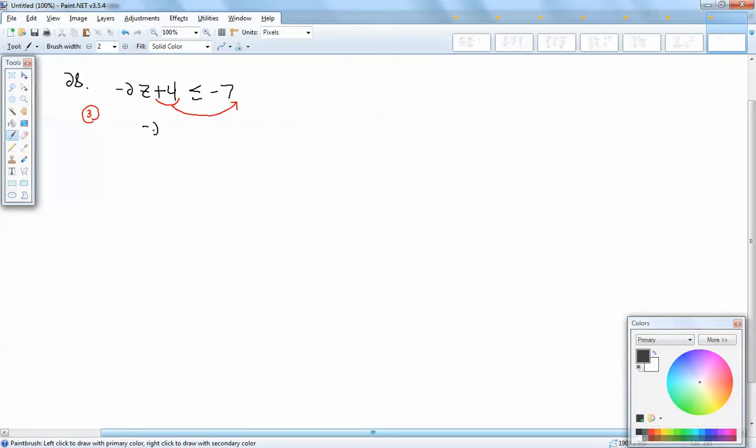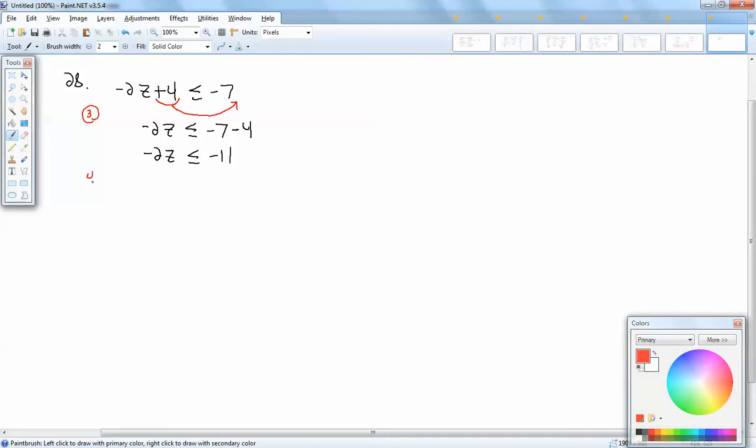Okay, so we got negative 2z is less than or equal to negative 7. When you take anything across your inequality symbol, the sign changes. So positive 4 becomes a negative 4. And we got negative 2z is less than or equal to, at any step, combine together numbers. Negative 7, negative 4 is negative 11.